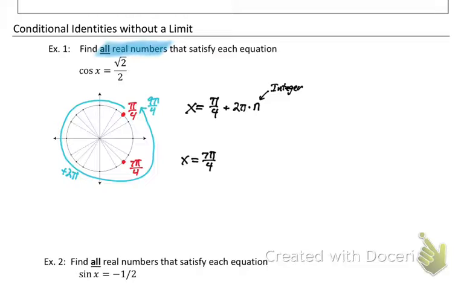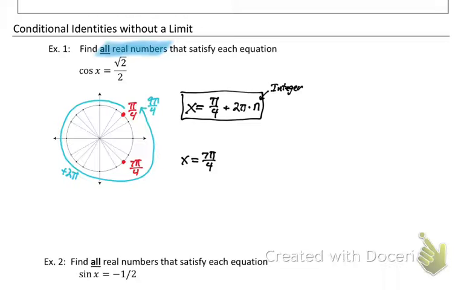Now you're going to look at my answer key, and sometimes I'll have k in there. K and n are basically our go-tos for saying they're integers. So if you see k's in the answer key, you can leave them as n's, or you can put them as k's. It's up to you. K and n are pretty much the same. That will give you all of the solutions to where you have pi over 4 and coterminal angles.